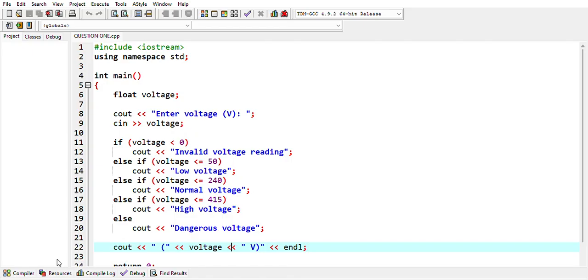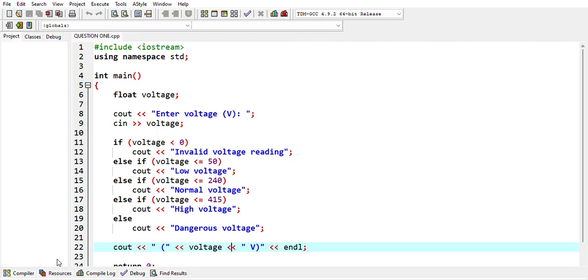We move on to else if (voltage <= 50), cout << "Low voltage". Less than 50 volts is a low voltage, and it is between 0 volts and 50 volts. That's why we display it as low voltage.